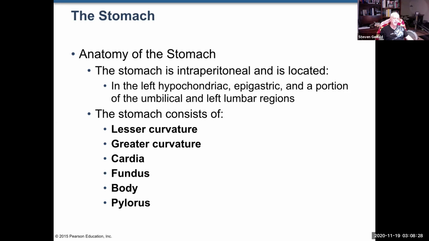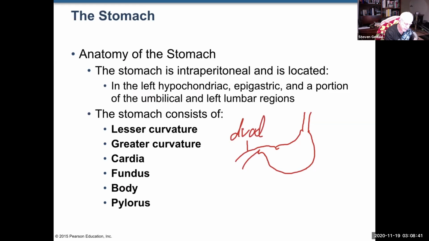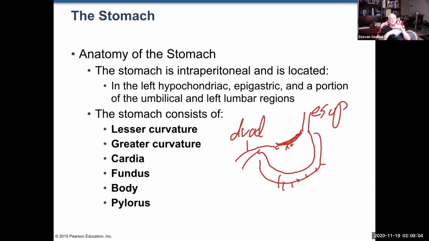Remember, the stomach consists of a lesser curvature, which is the smaller part. Here's your esophagus, here's your stomach, and here's your duodenum, the small intestine. This is the small curvature, the lesser curvature, and this is the greater curvature, which is bigger. The lesser omentum attaches between the stomach and the liver. The greater omentum attaches here, covering all the rest of the intraperitoneal organs. So the stomach has a lesser curvature, a greater curvature, a cardia, a fundus, a body, and a pylorus. The pylorus is the sphincter.